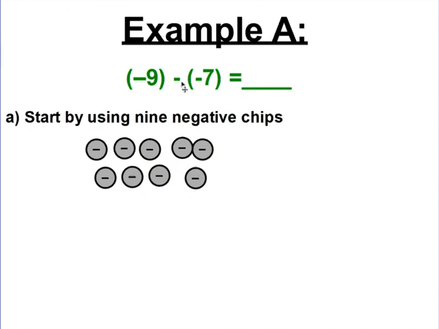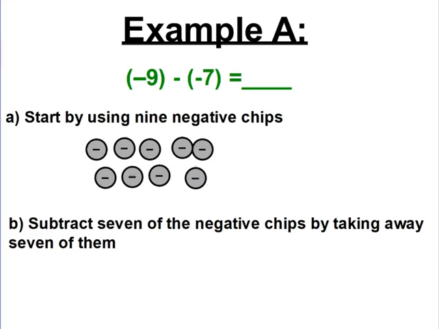Here's an example, negative 9 minus negative 7. Let's start by using negative 9 chips. So we have 9 chips with negative signs. Okay, we're going to set those out, and we're going to subtract 7 of the negative chips away by taking away 7 of them. So since we have 7 negative chips to take away, we can just take these 7 chips.